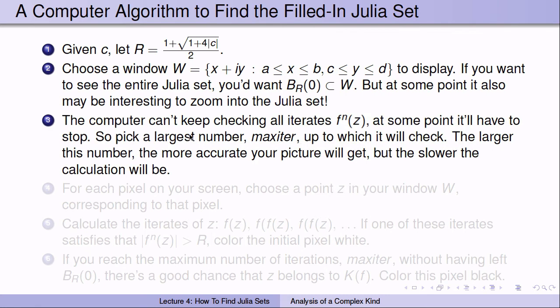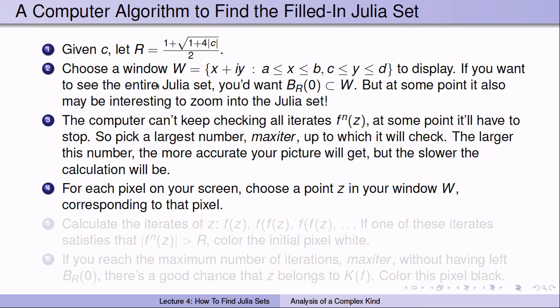The computer can't really check all iterates f^n of 0. So at some point, it'll have to stop. So pick a largest number, a maximum number of iterations. You can start with 100, later on go up to 1,000. It depends on how fast your computer is. You can go up to 10,000 even later on. So choose a maximum number of iterations up to which you want to check. The larger this number is, the more accurate your picture will get, but the slower the calculation will be. So start with something small while you're still developing your program.